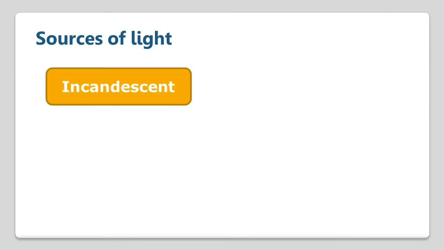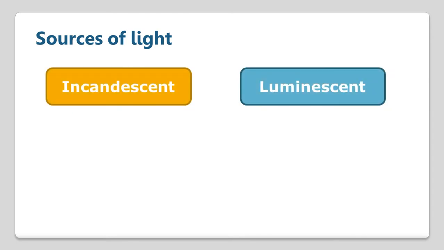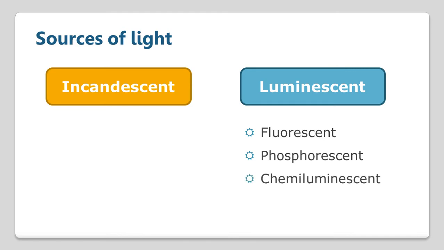The light sources we are going to cover fall into 2 general categories, incandescent or luminescent. And when we look at luminescent sources, we're going to actually look at 4 specific types: fluorescent, phosphorescent, chemiluminescent, and bioluminescent. Some objects emit visible light when heated, such as this light bulb.